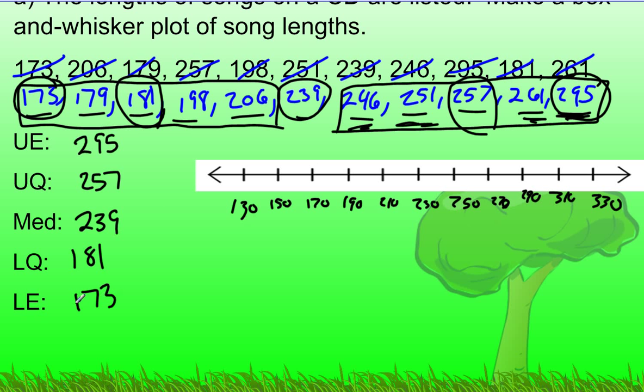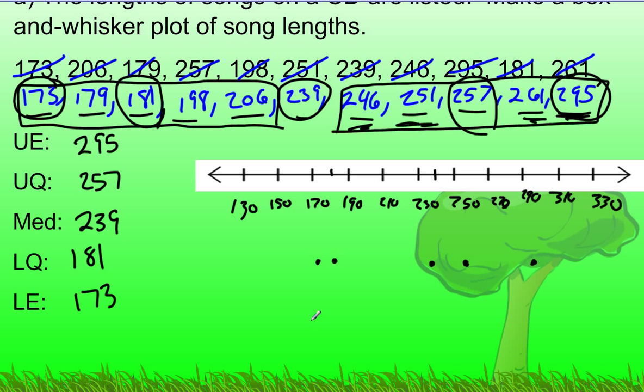So the first thing you do is you plot these points not on the number line, but below it, or sometimes above it. So below the number line, 173, it'd be like right there someplace. Dot. 181. 180 would be between here. That'd be 180. So 181 is just over a little bit more. 239 is about 240. 257, right around there. And 295, right about here.